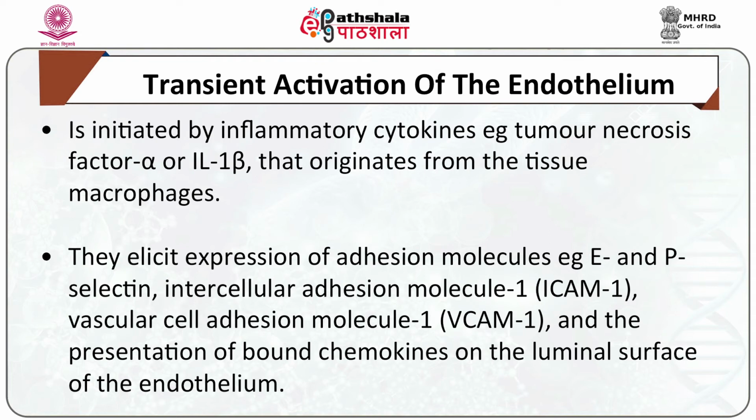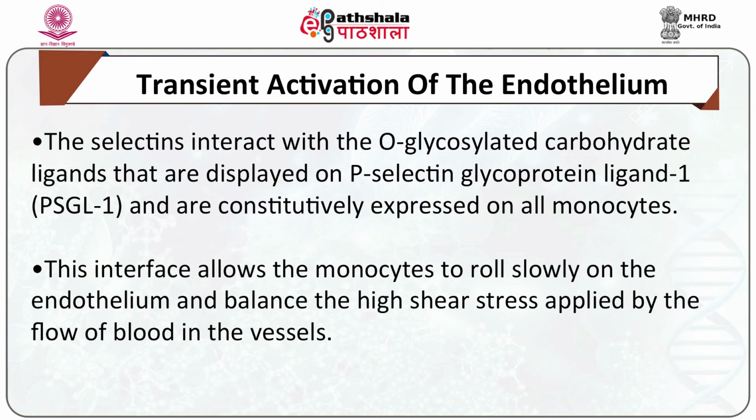They elicit a quick expression of additional molecules such as E and P selectin, ICAM, that is the intercellular adhesion molecule, and VCAM, that is the vascular cell adhesion molecule, and the presentation of bound chemokines on the luminal surface of the endothelium. The selectins interact with the O-glycosylated carbohydrate ligands that are displayed on the P-selectin glycoprotein ligand, that is PSGL1, and are constitutively expressed on all monocytes.